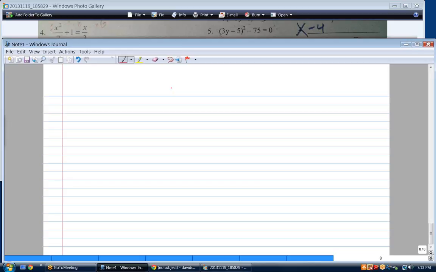Now 5, we can maybe do a different way, because even though it's a quadratic, we don't need to use the quadratic formula because of the format that it's in. Could we just square root both sides? Well, what's the first step? Move the 75 over. Okay. And then we can take the square root of 3y minus 5 and 75.